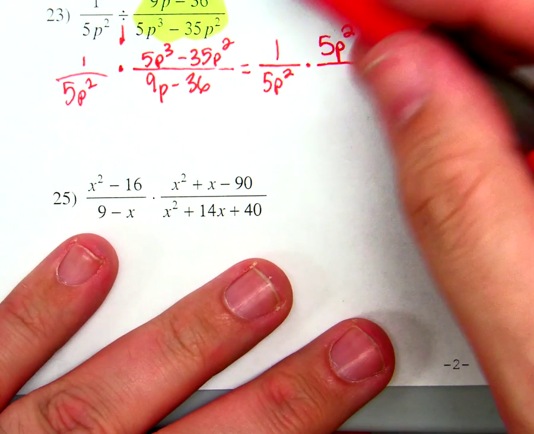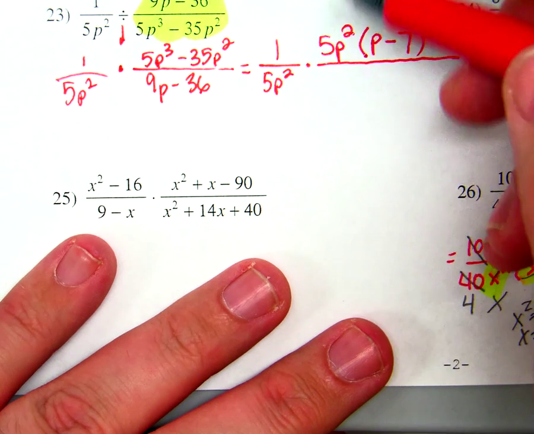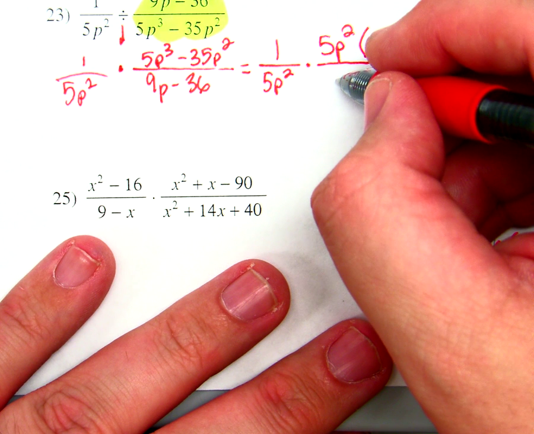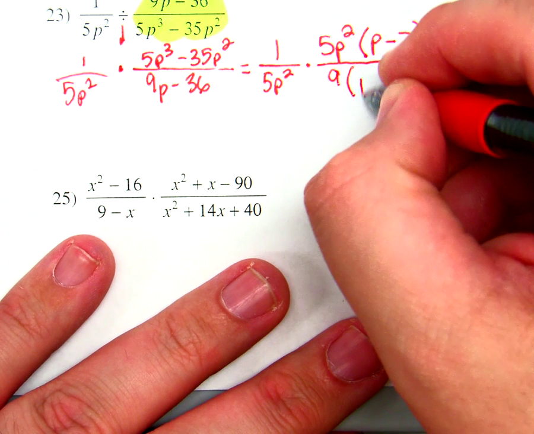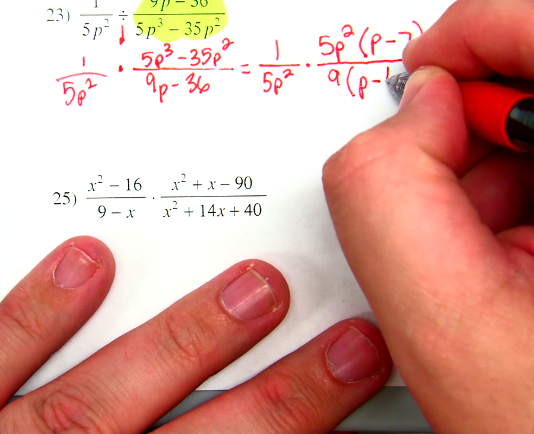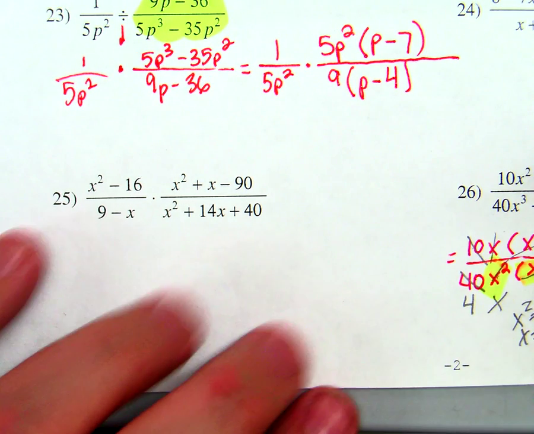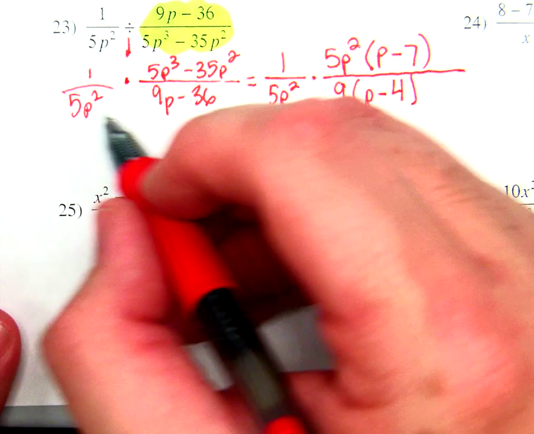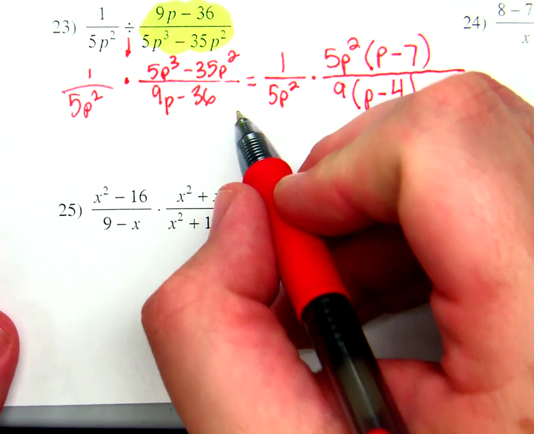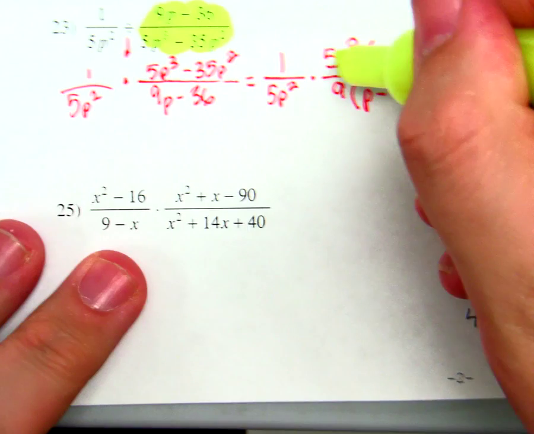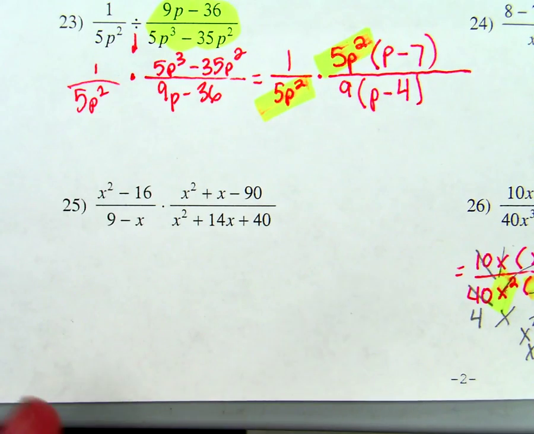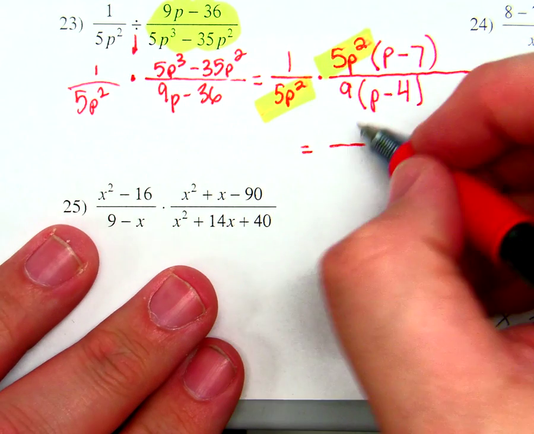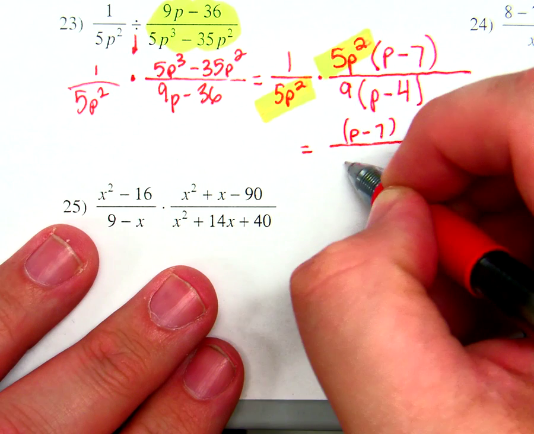And then on the bottom here, the common factor is going to be 9. So it's p minus 4. Now, what can I divide out? The 5p squared there and the 5p squared there. Can I divide out anything else? No. Nope. So my answer is going to be p minus 7 over 9 times p minus 4.